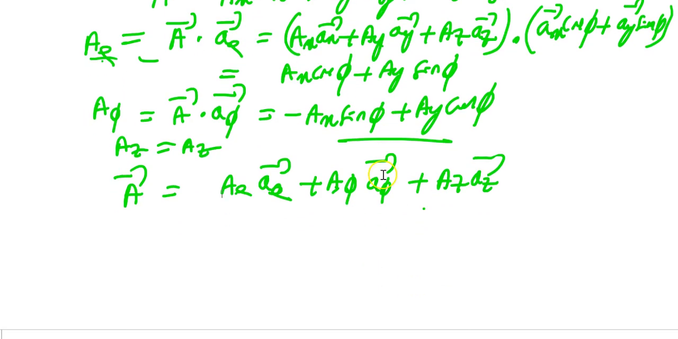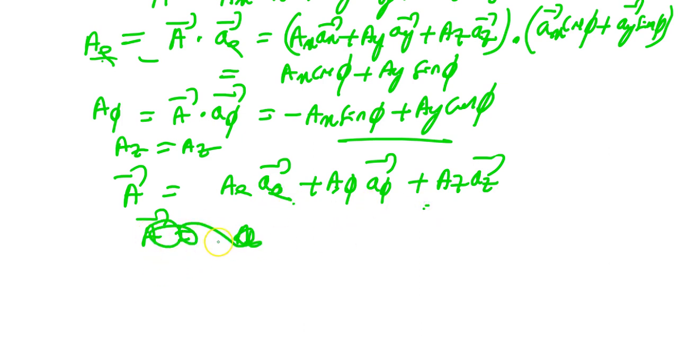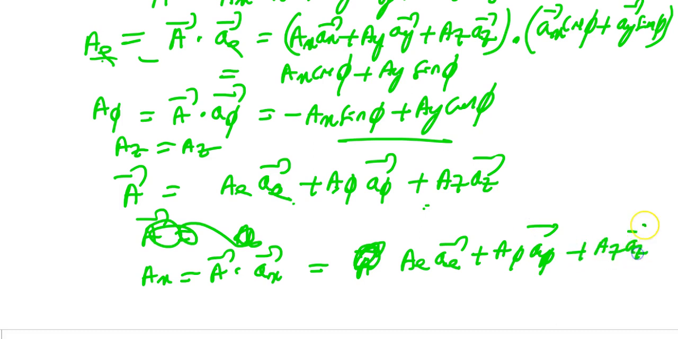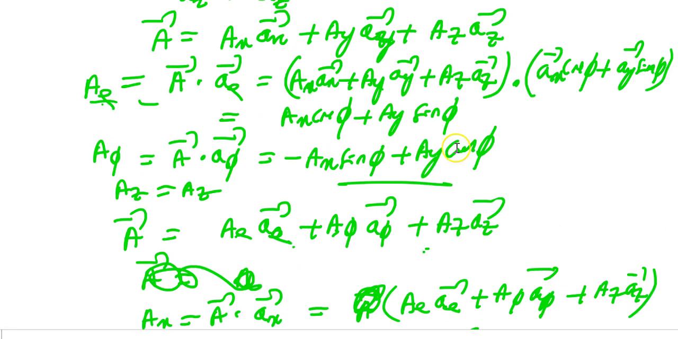In a similar way, suppose you have been given the vector in the cylindrical coordinate system and you want to convert it into the Cartesian coordinate system. You can easily find ax as the vector A dotted with a_x, where vector A is a_rho plus a_phi plus az, dotted with the unit vector ax in terms of rho, phi, z.